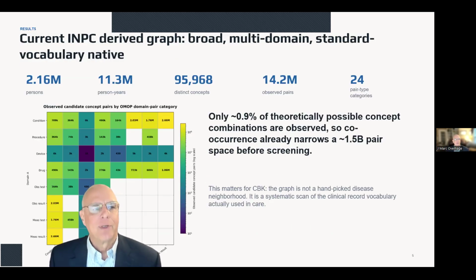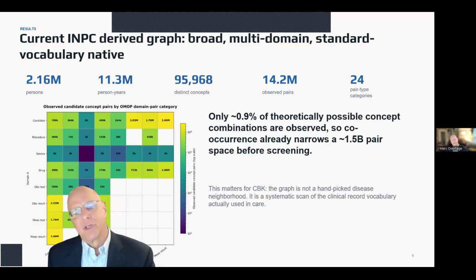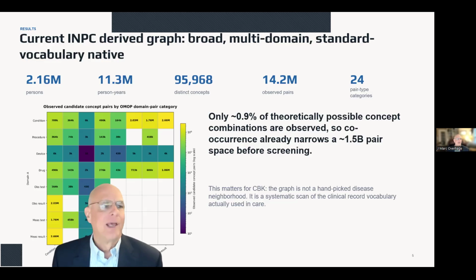The current INPC-derived graph is only a beginning, but it already has substantial scale. It's based on data from about 2.2 million persons. It includes almost 96,000 distinct concepts, 24 different pair types, such as drug-condition, condition-device, and 14.2 million observed concept pairs.